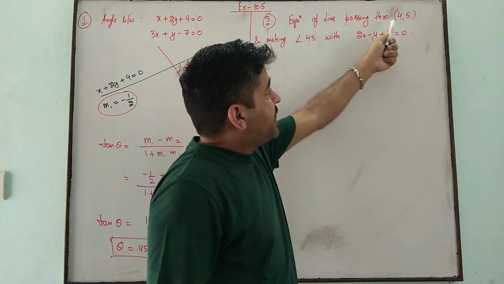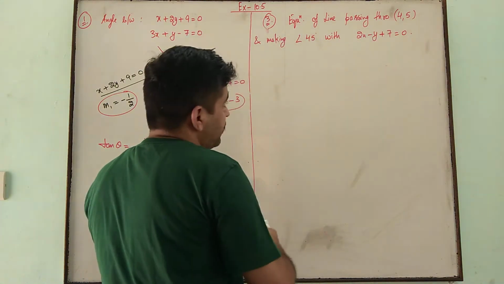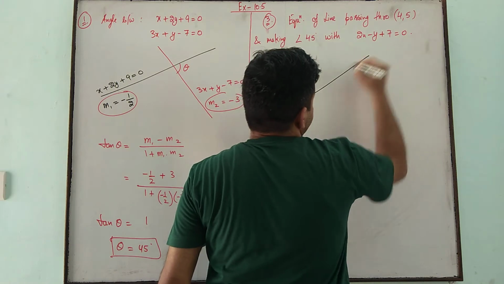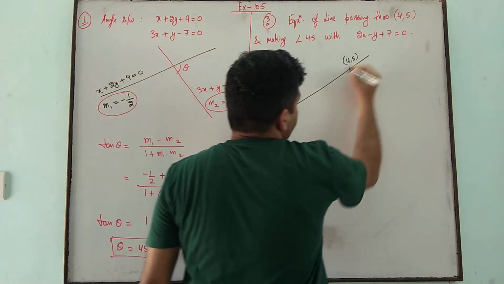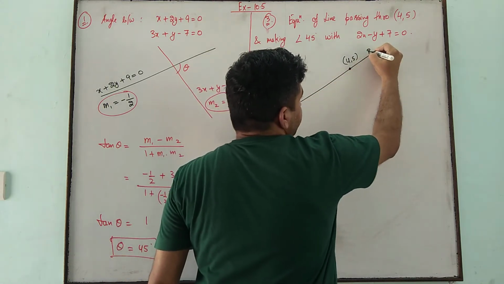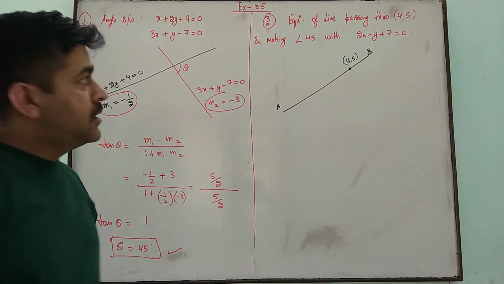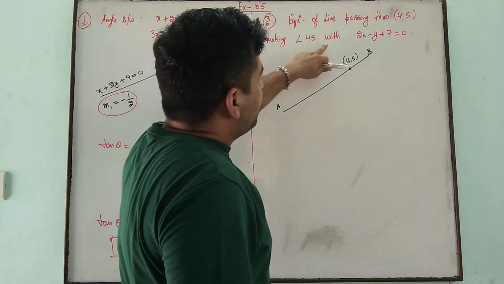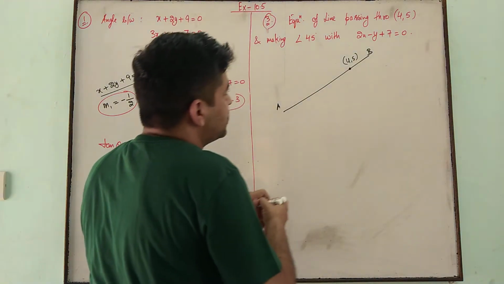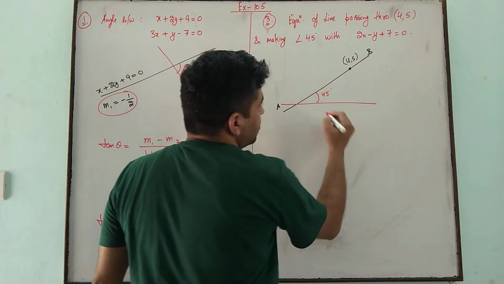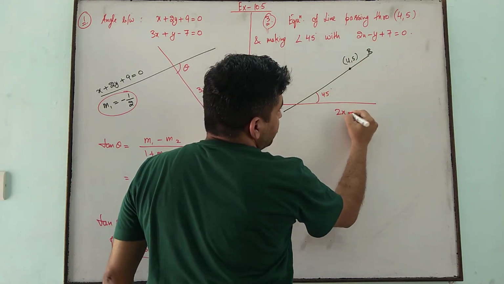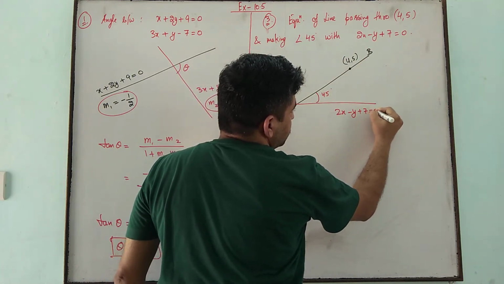Equation of line passing through the point 4, 5. You have to find the equation of this line which passes through the point 4, 5. Let us say line AB, and making an angle of 45 degree with a line 2x minus y plus 7 is equal to 0.